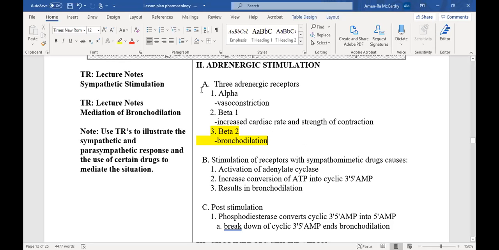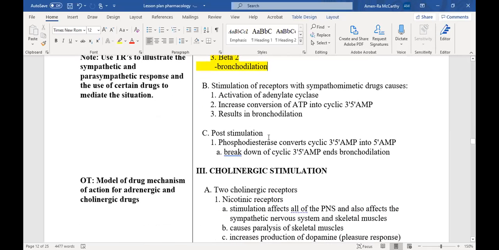So these are the 3 receptors. Alpha causes vasoconstriction. Beta 1 drugs will cause increased heart rate and strength, and beta 2 will cause bronchodilation. All right. Now, how does this work? This is what happens here. Stimulation of the receptors with the sympathomimetic drugs. Remember, those are the drugs that mimic the sympathetic nervous system, also known as adrenergic drugs. They cause this. These are the 3 things you have to know.